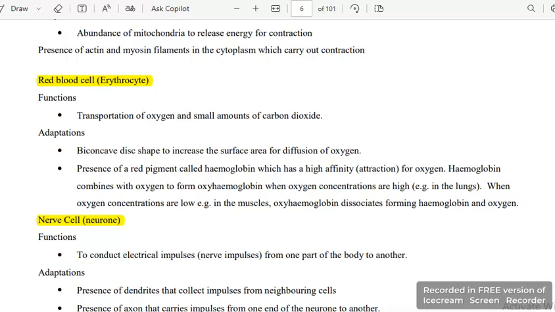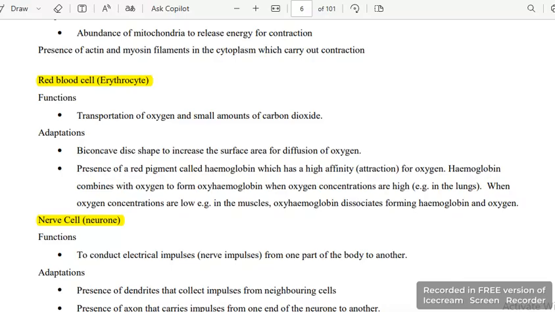Adaptation is that it has a biconcave disc. It looks like a disc shape, to increase the surface area for diffusion of oxygen. Then the presence of a red pigment called hemoglobin, which has a high affinity for oxygen. So hemoglobin combines with oxygen to do what? To form oxyhemoglobin when oxygen concentration is high, which is in the lungs. That is the example in the lungs.